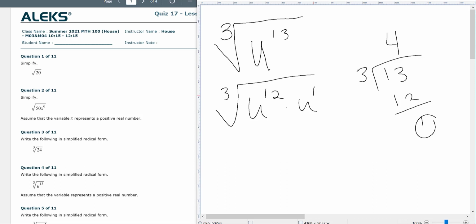a perfect cube. See, 3 goes into 12 exactly 4 times. So u to the 4th times the cube root of u. So we divide the 3 into the 13. It goes 4 times, and look, that's your exponent on the outside, and there's a remainder of 1, that's your exponent on the inside. So you don't have to actually write the u to the 12 times u to the 1, but that's what you're doing. You're taking out the perfect cube, which is u to the 12th, because 3 goes evenly into 12.